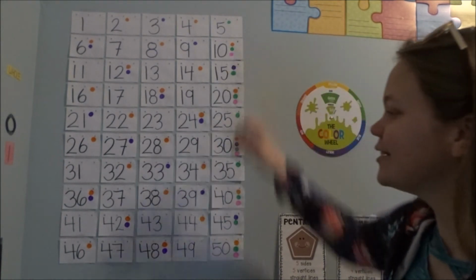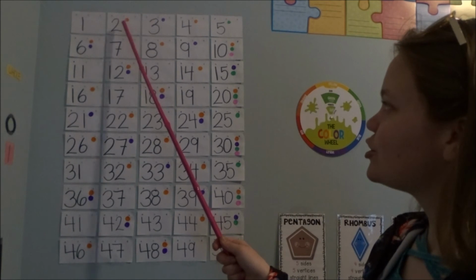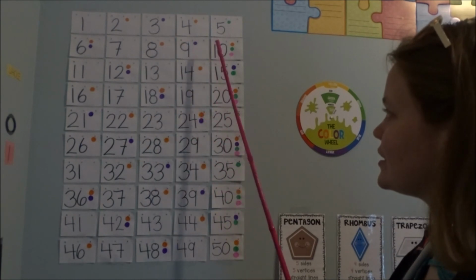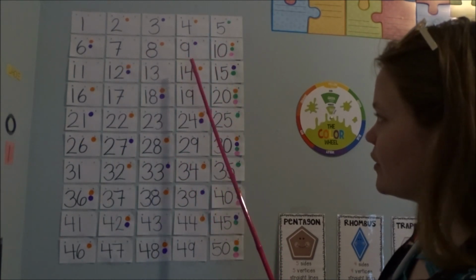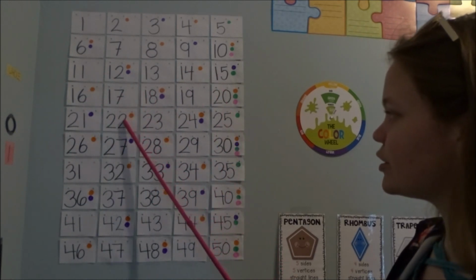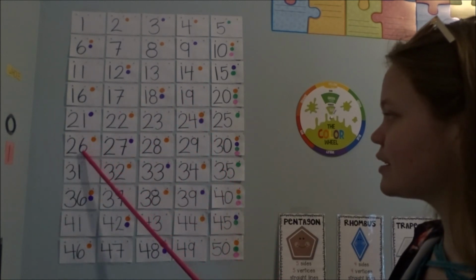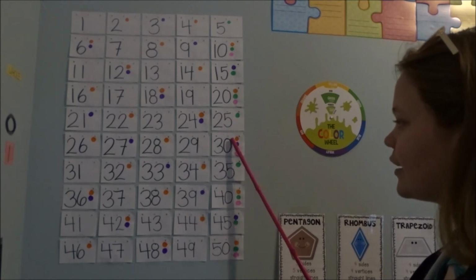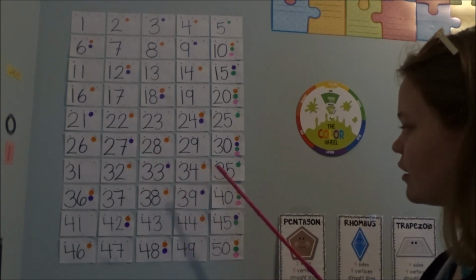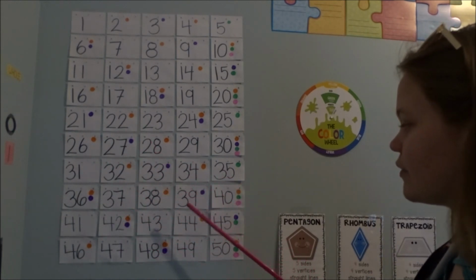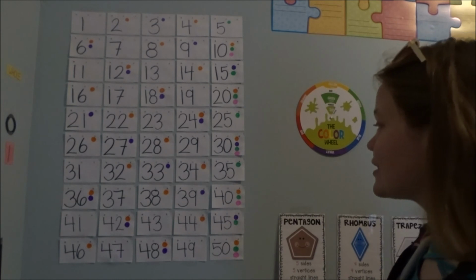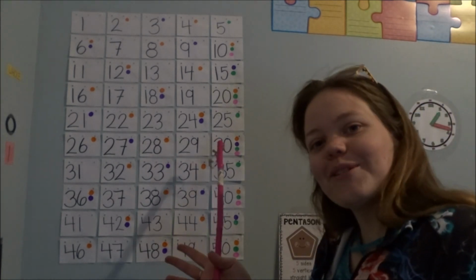So let's get started. 2, 4, 6, 8, 10, 12, 14, 16, 18, 20, 22, 24, 26, 28, 30, 32, 34, 36, 38, 40, 42, 44, 46, 48, 50. So that is skip counting by twos, or also known as counting by twos.